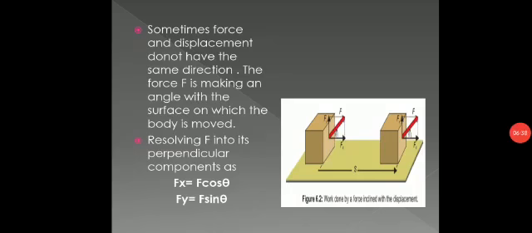Sometimes force and displacement do not have the same direction. Then what will be the value of work done? We know that work can be done when the body displaces in the direction of force. But if force and displacement do not have the same direction, then how much work is done?